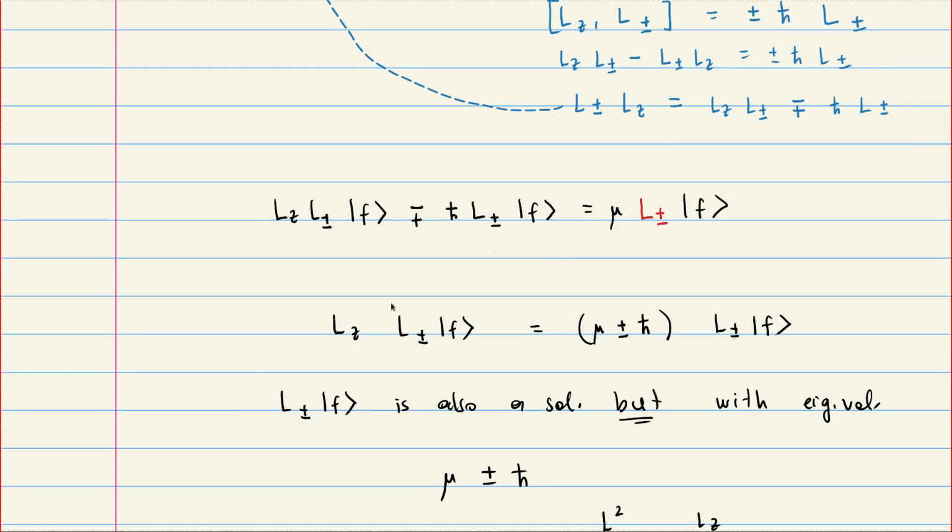And this equation showed us that, given the solution, we obtain another solution, because this L plus or minus F is also obeying an eigenvalue equation, but the important difference from L squared is that the eigenvalue is shifted.